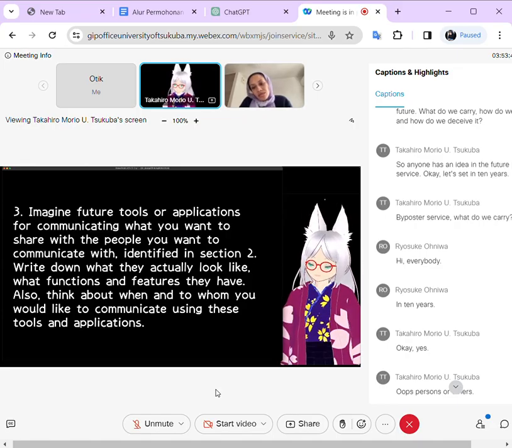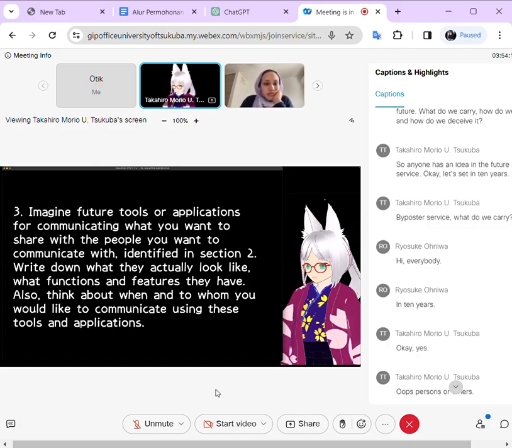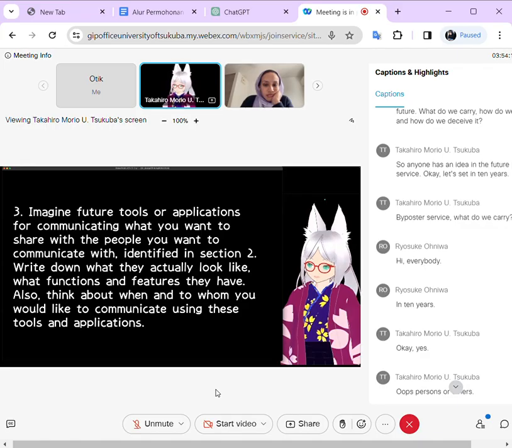In the manga story, we have to set the visuals, practical features and practical usages, and how to use the user interface. If you can, I recommend you draw some images, and also think about when and to whom you would like to communicate using these tools and applications. So when do you communicate using this device?